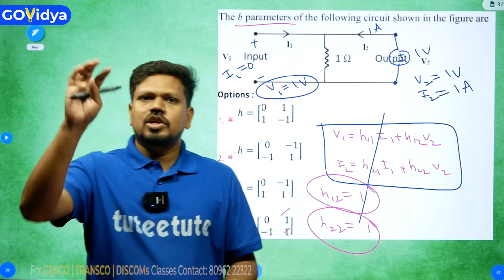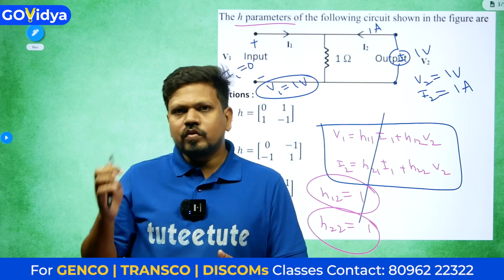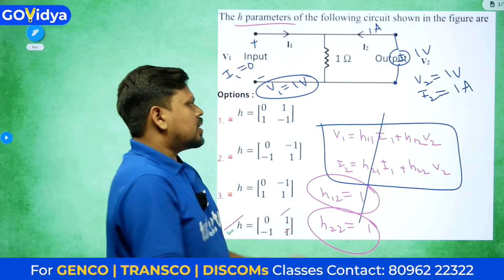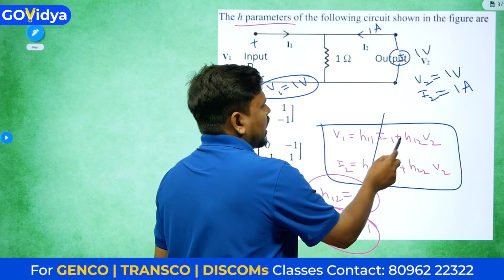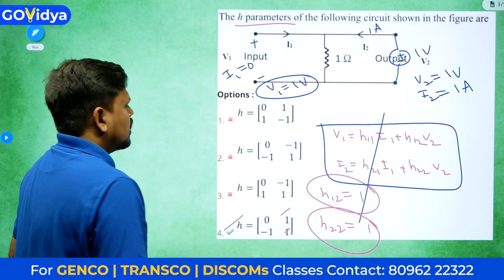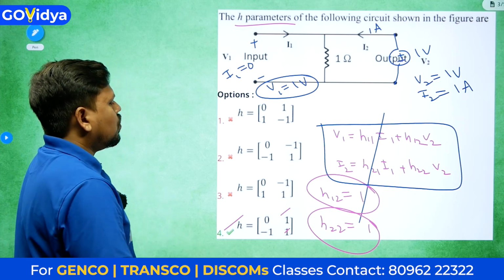For ABCD parameters, on the input side it will be V1 and V2 equals to V1 and I1. For H parameters, remember like this: V1, I1, V2, I2. If you do it like this, you cannot make any mistake. So the answer for this question is 1, 1.